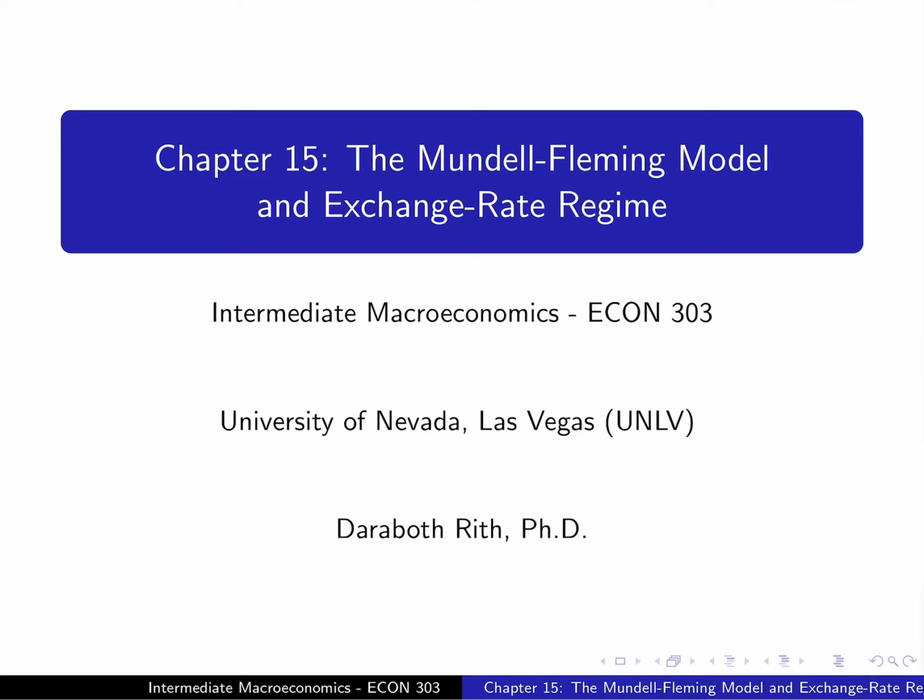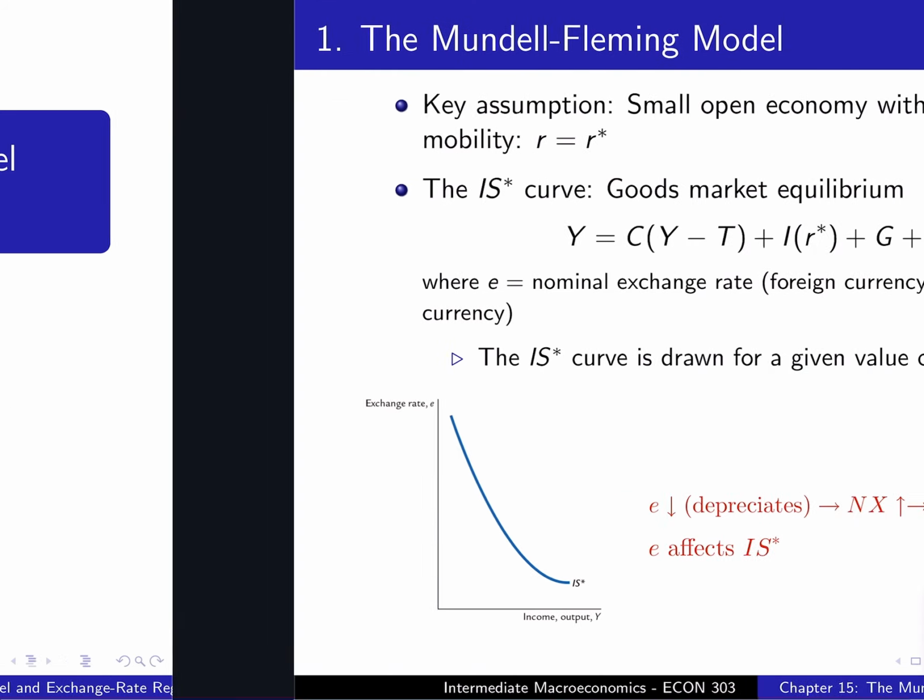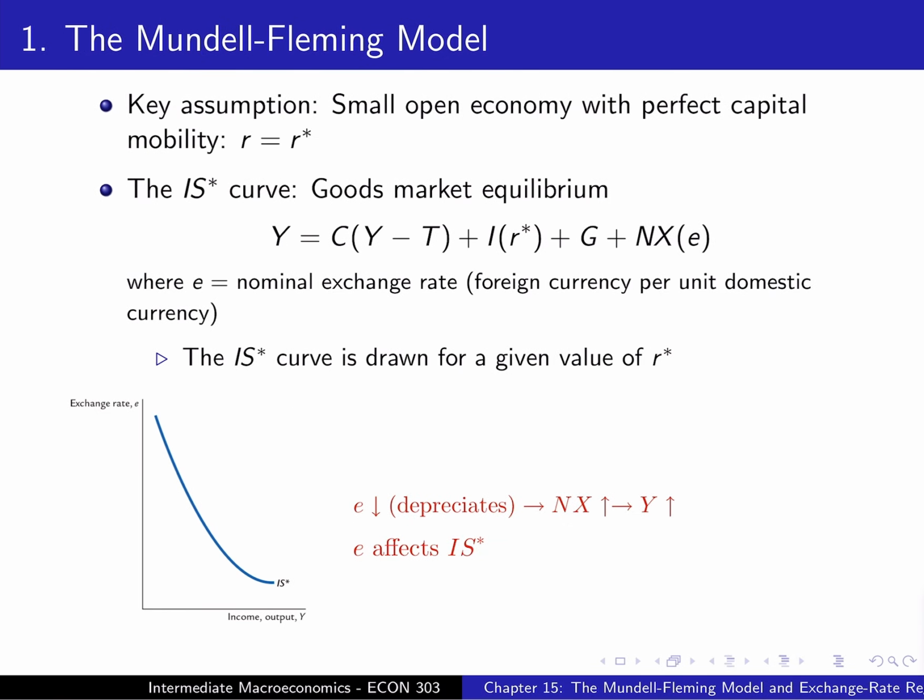Chapter 15: The Mundell-Fleming Model and Exchange Rate Regime. Let's begin with the key assumption of the Mundell-Fleming model. We assume a small open economy with perfect capital mobility. This means the domestic interest rate R is equal to the world interest rate R star.